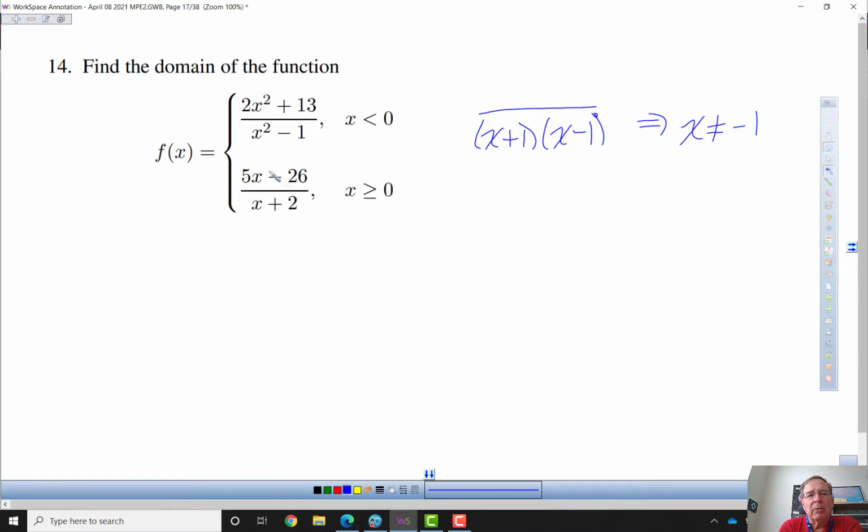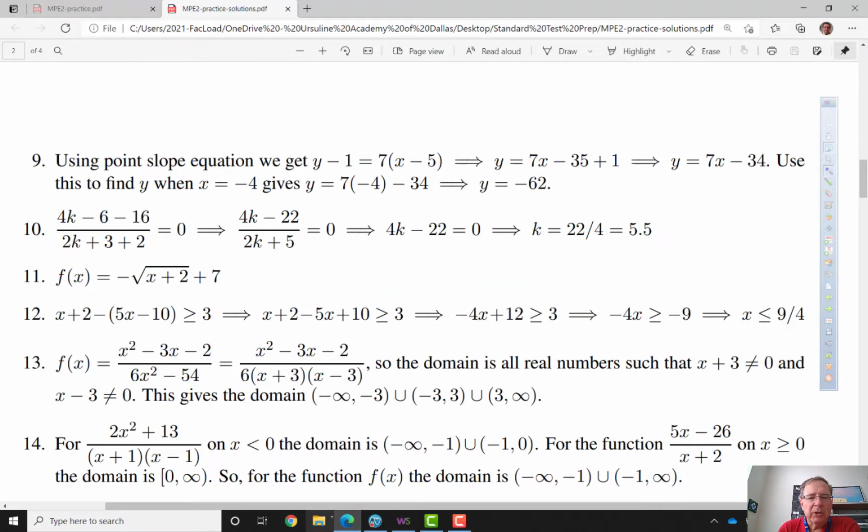If we look at this other piece of the function, the numerator with a real number, we can't let x equal negative 2, but again, x has to be greater than or equal to 2. So for here, this is the only thing that applies. So our domain goes from negative infinity to negative 1, union with negative 1 to positive infinity. And if we check the answer here, that's what they got. And they have a little explanation here.